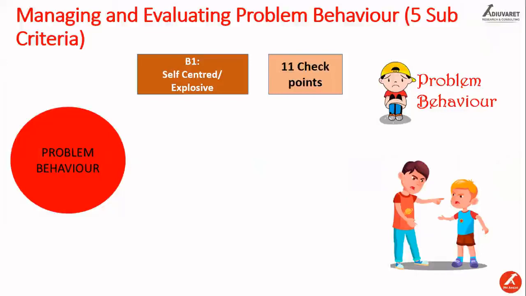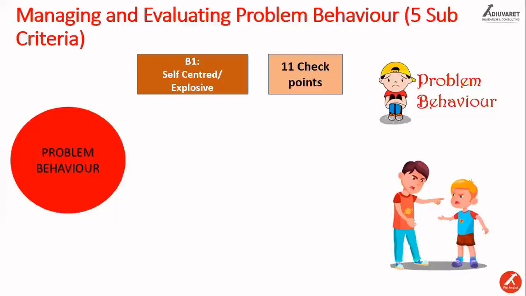Under that, we have got 11 checkpoints, meaning these 11 checkpoints will help us to evaluate and manage if our child is self-centered. So self-centered meaning there is some problem behavior in the child, and if we understand that, we accept it, then that provides the opportunity for us to correct that in our child, so that will make our child better in the future.